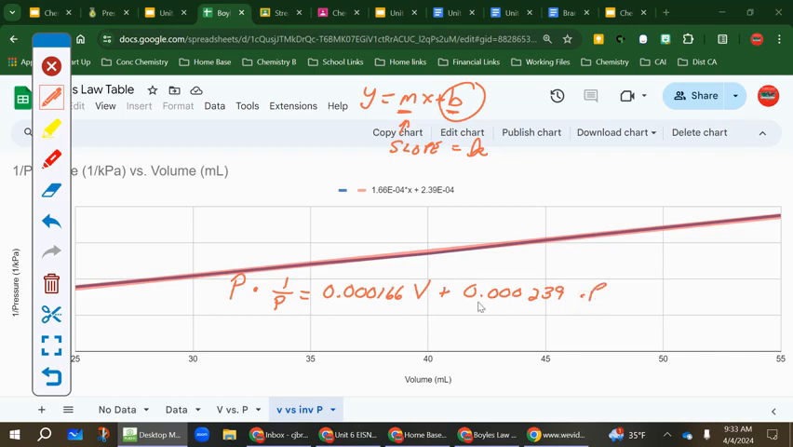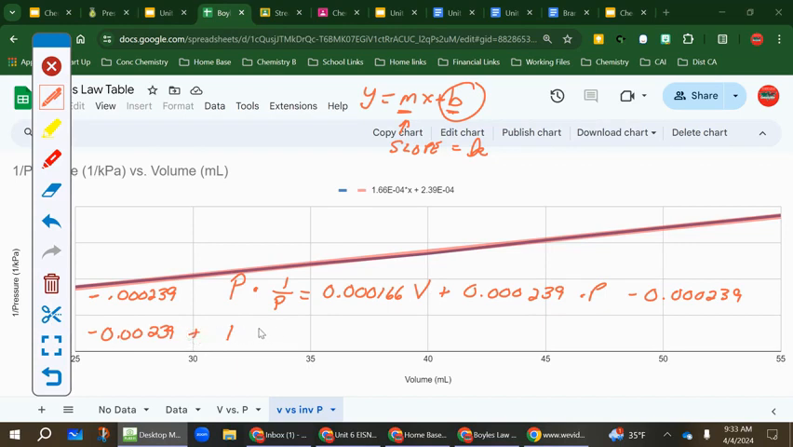But I'm also going to take this number onto the other side. So I'm going to subtract 0.00239. What I do to one side, I'm going to do to the other. Okay? So P times 1 over P is what? 1. So negative 0.00239. Why is it negative? Because I'm taking it from one side and moving it over to the other.